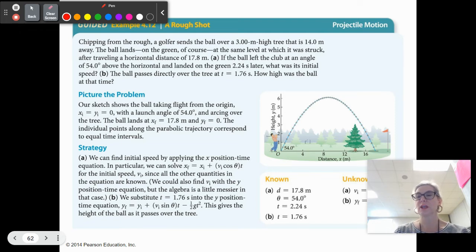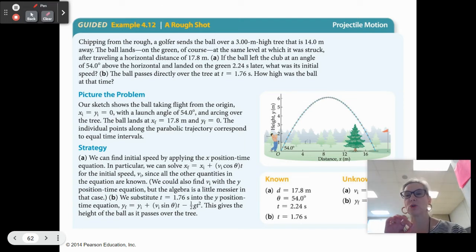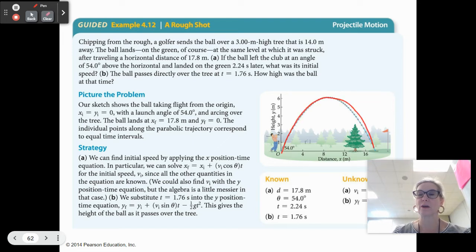So we've drawn our little sketch, and like I said, with these types of problems, these vector problems and trajectory problems, you really need to draw it out. So here's our distance in the x direction. Our height is going to be our y direction. We're at an angle of 54 degrees, so the ball is going to go up, up, up, and then come back down. We're told that it comes down 17.8 meters away. So that's where it lands.